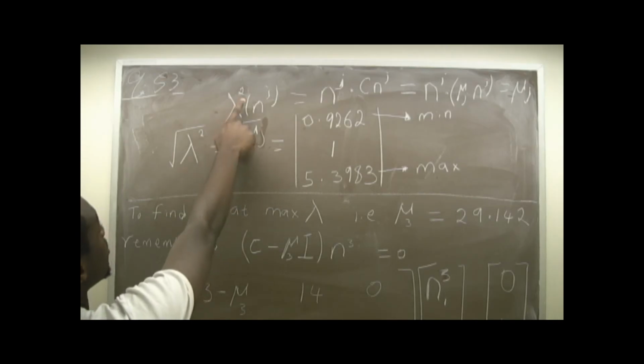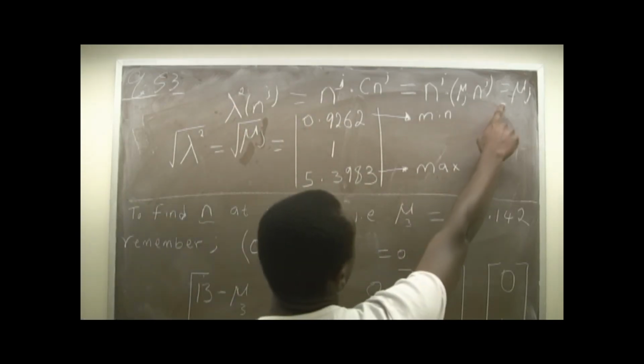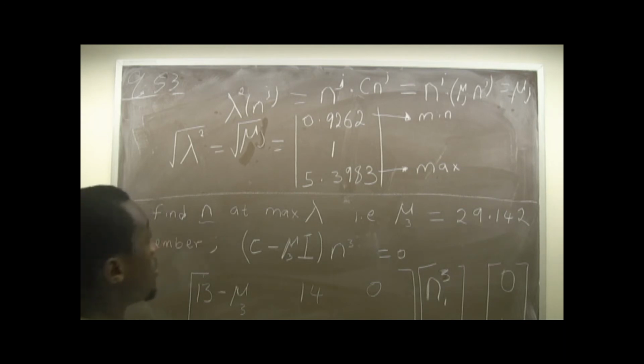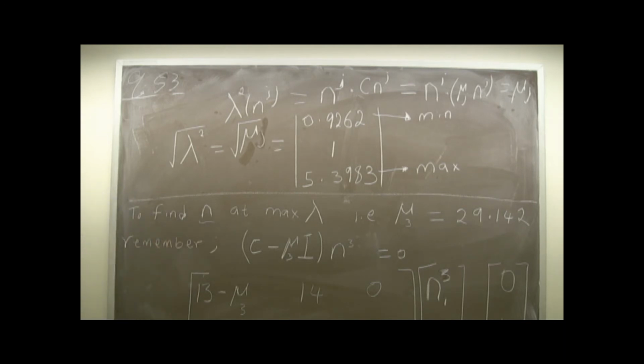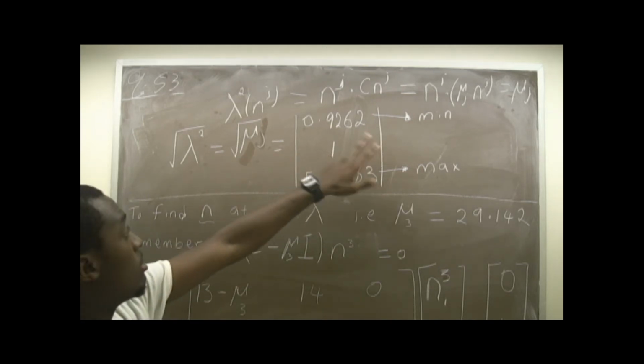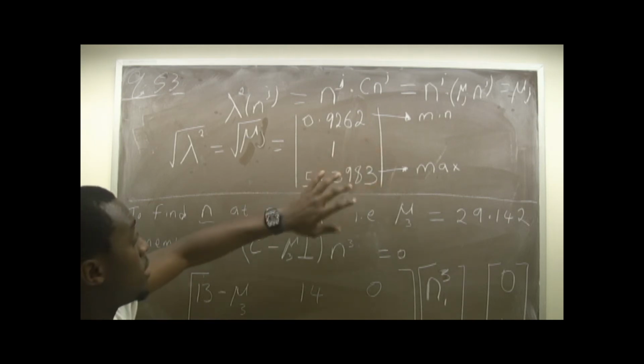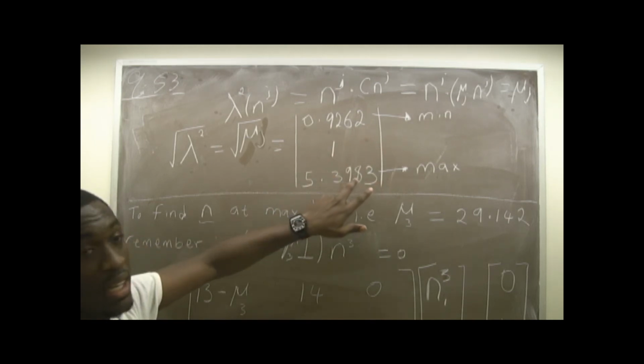The question asks us to find the maximum stretch, which is what we're going to do next. The square of the stretch is the same as the eigenvalue of the matrix, which is shown in this case as this. With this, we get a minimum value of 0.9262 and a maximum value of 5.3983.